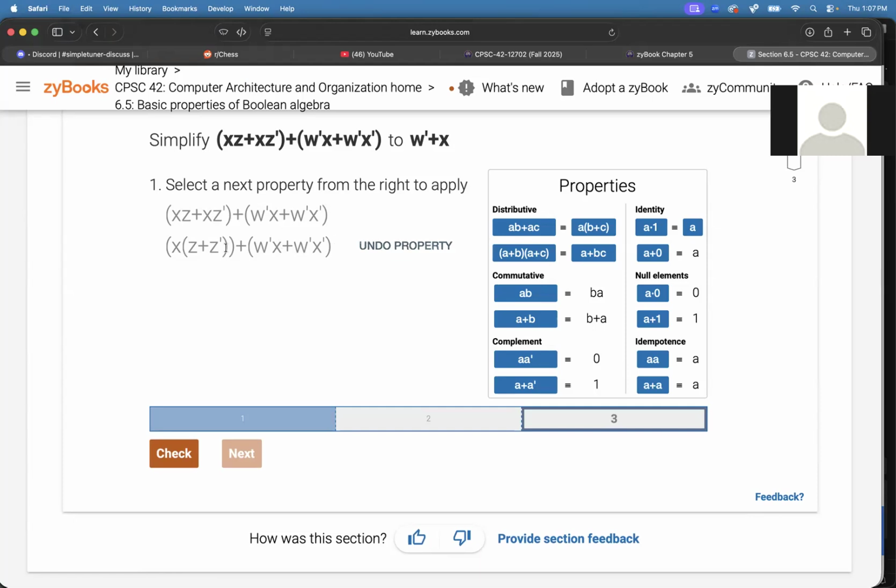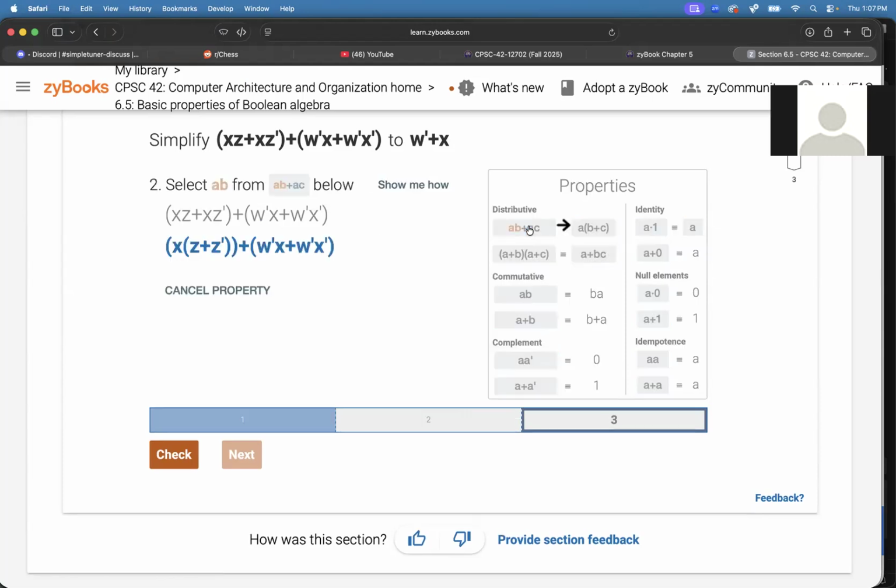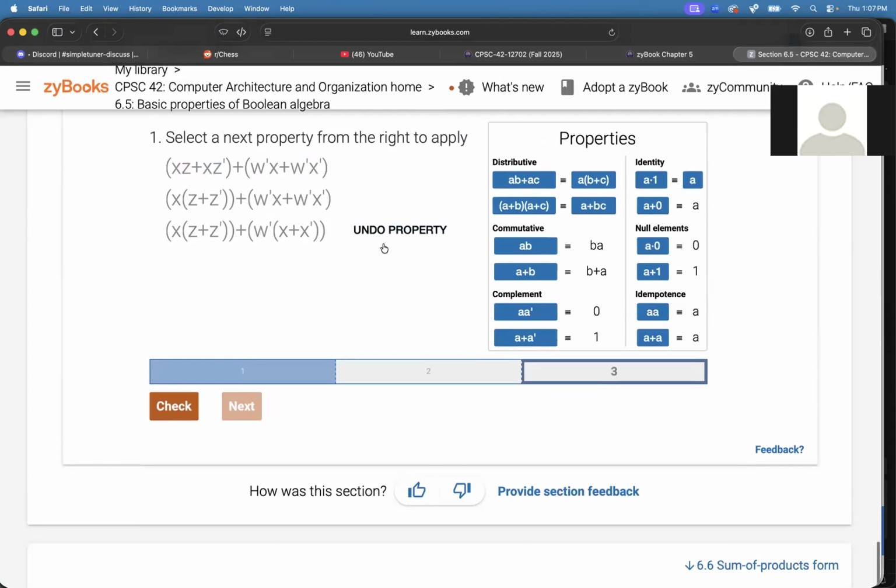Let's do another distributive law. I don't think it makes us do it in a particular order. So let's do another distributive law on the second thing here, because we got these not W, not W's. So let's do it again. Distributive law. First term, second term. Okay, cool, we did it.